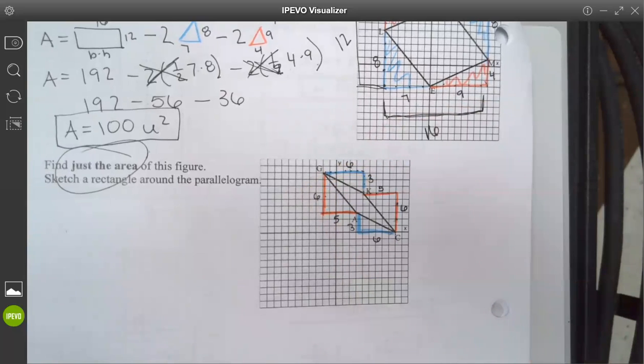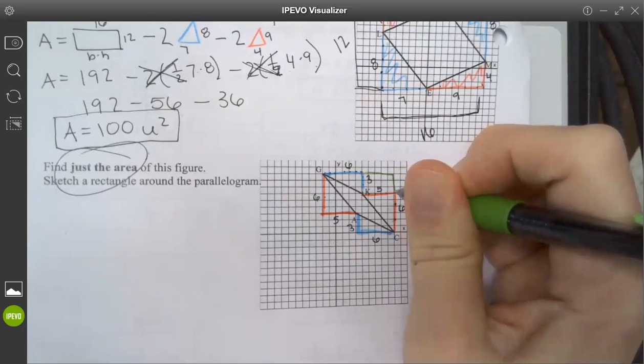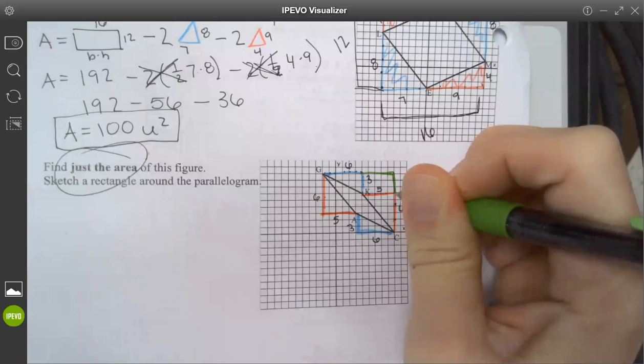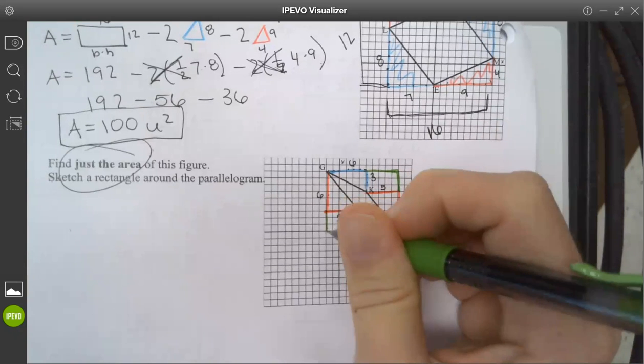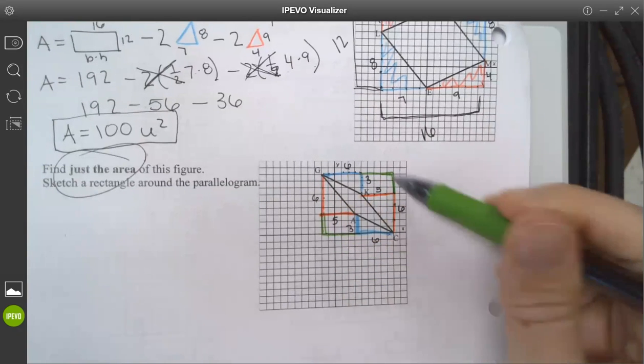Okay. What happened is that this skinny little parallelogram, I drew in my right triangles and it didn't create a rectangle. So when that happens, we need to add more shapes. I need to complete an outer box around this figure. So to create a box here, I need to add a rectangle here and a rectangle here. Now I've created a box.